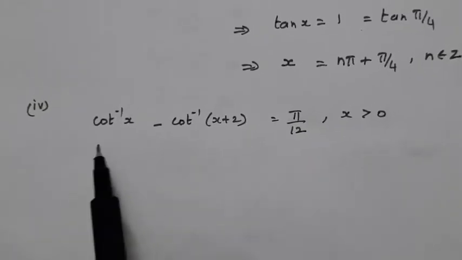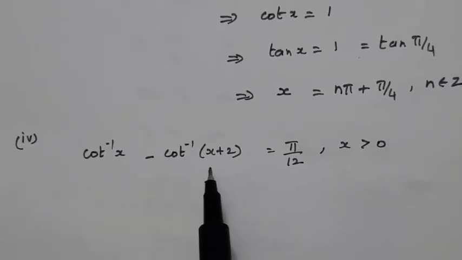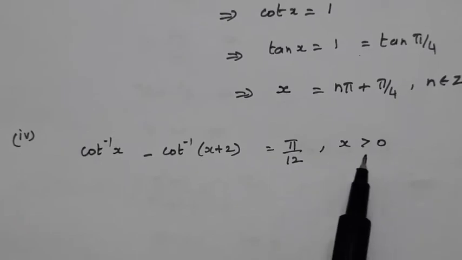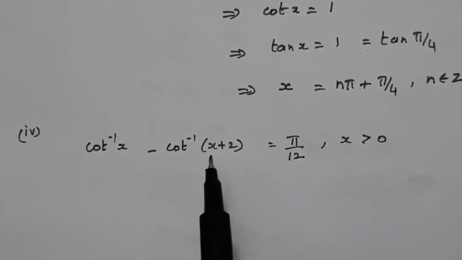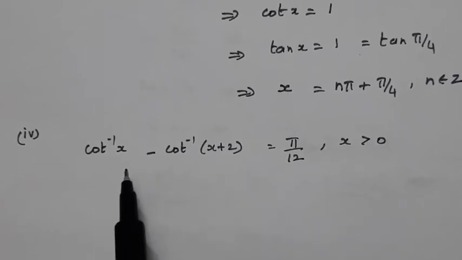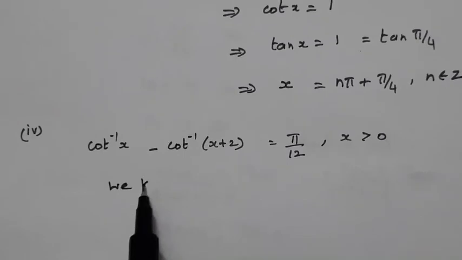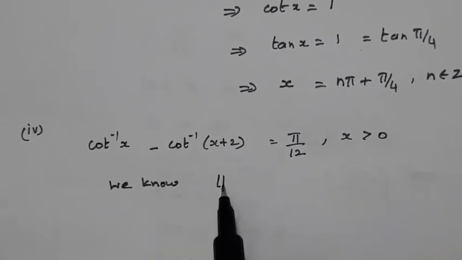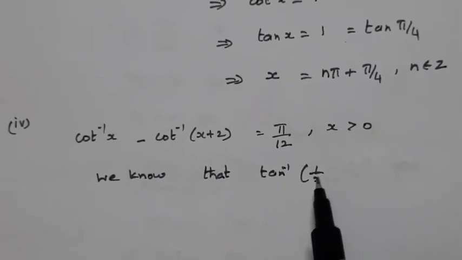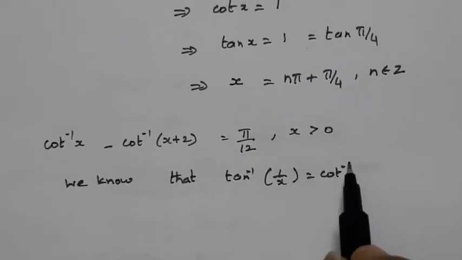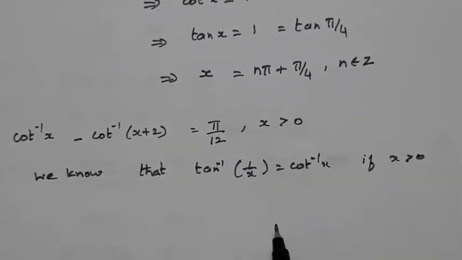Then the fourth subdivision in this ninth problem is cot inverse of x minus cot inverse of x plus 2 is equal to pi by 12, where x is positive. So using this equation, you have to find the value of x. Okay. You have to solve for x given this equation. Now you know that tan inverse of 1 by x is equal to cot inverse of x if x is greater than 0 by reciprocal identity.